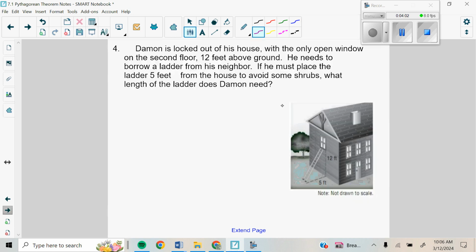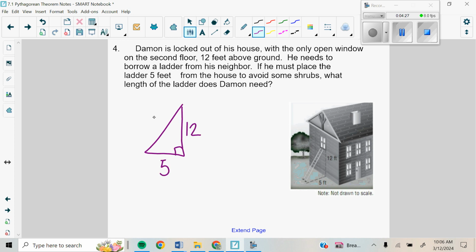All right, then brings us to a word problem. Word problems are not bad, guys. We can do this. Damon is locked out of his house. The only open window is on the 2nd floor, 12 feet above the ground. He needs to borrow a ladder from his neighbor. If he must place the ladder 5 feet from the house to avoid some shrubs, what length of ladder does Damon need? All right, so it's 12 feet up and 5 feet away.